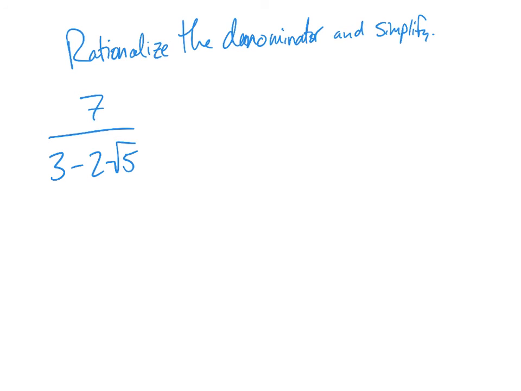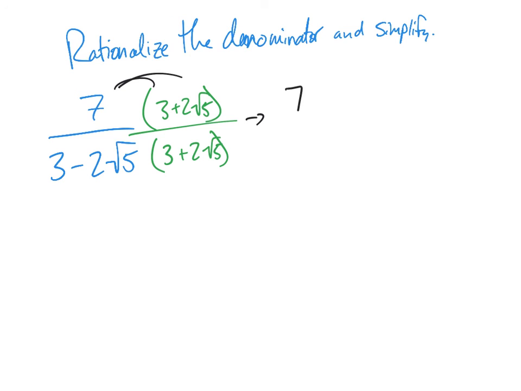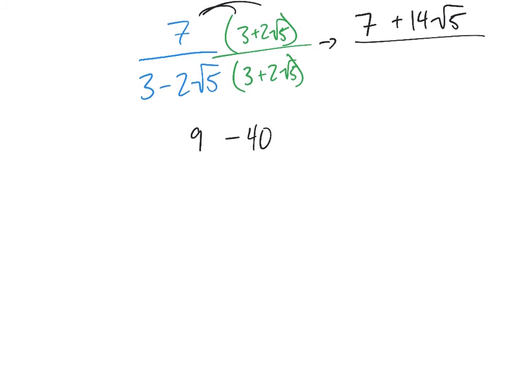Here it is. So let's multiply by the conjugate of the denominator over the conjugate of the denominator. So we're going to have 3 plus 2 root 5 over 3 plus 2 root 5. On top we can just distribute, so we can write 7 plus 14 root 5. On the bottom, we have to do the box method. Maybe you're noticing a little pattern here, but it's going to be 9 minus 40. I think, let's just check our work.